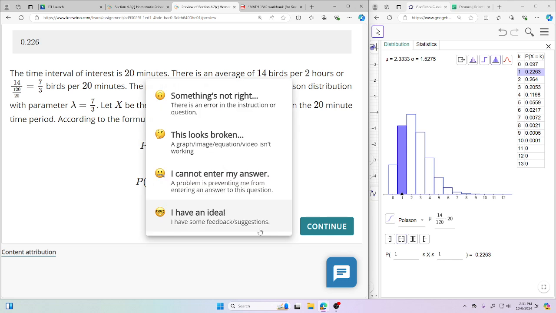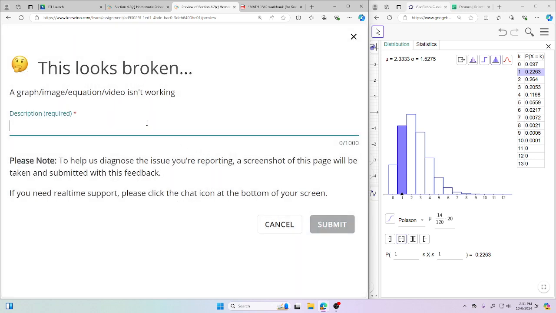I'm gonna give some feedback on this one. Looks broken. I'm sorry, I have to. And yeah, this is going down. Description? I have to do a description? 1 birds? Submit.